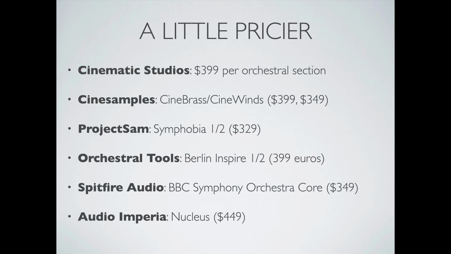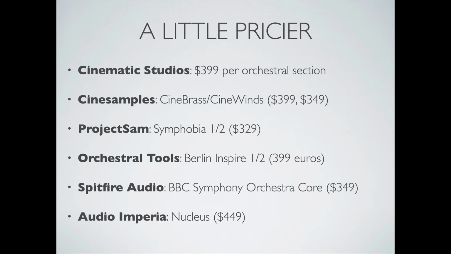Project Sam has their Symphobia 1 and 2, which are $329 each, I believe. Orchestral Tools has their Berlin Inspire 1 and 2, which are €399. This series is basically a collection of their Berlin series in a smaller package. It gives you a taste of the Berlin series, which is a little more symphonic and very comprehensively sampled. The individual libraries like Berlin Strings, Woodwinds, Brass, and Percussion are more top shelf prices, but the Berlin Inspire stuff is a stripped down version of all of those libraries bundled into 1 and 2.